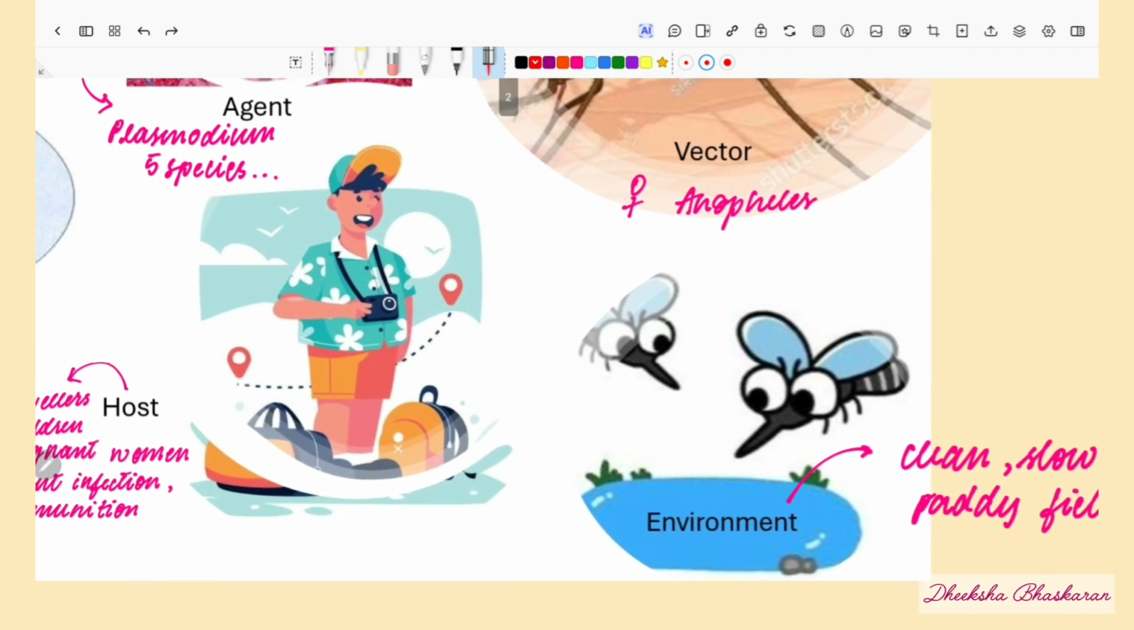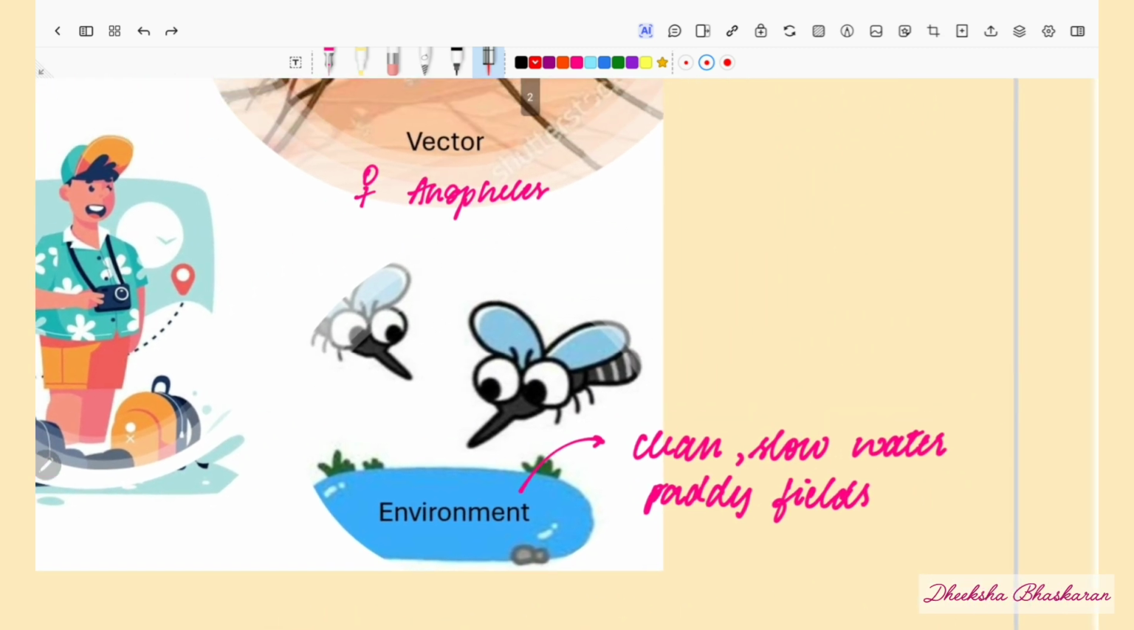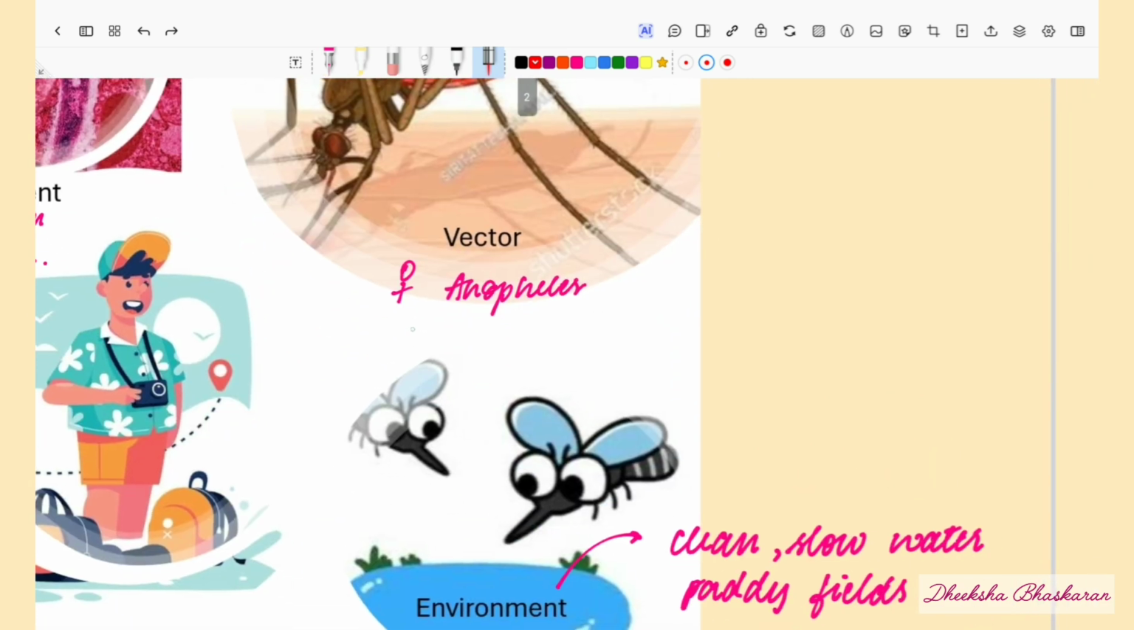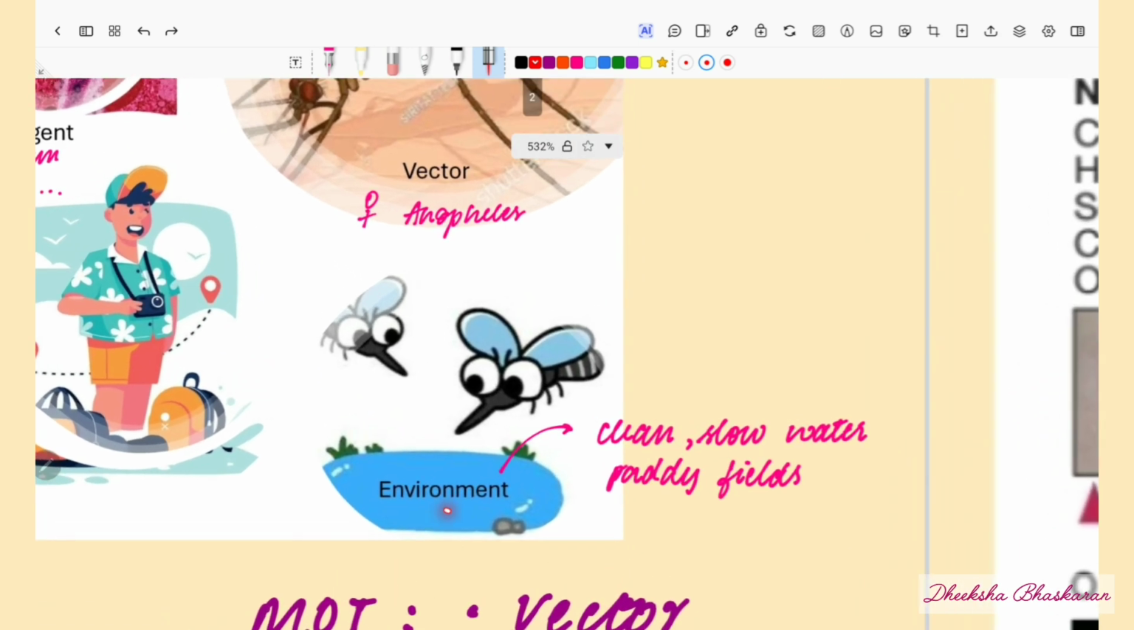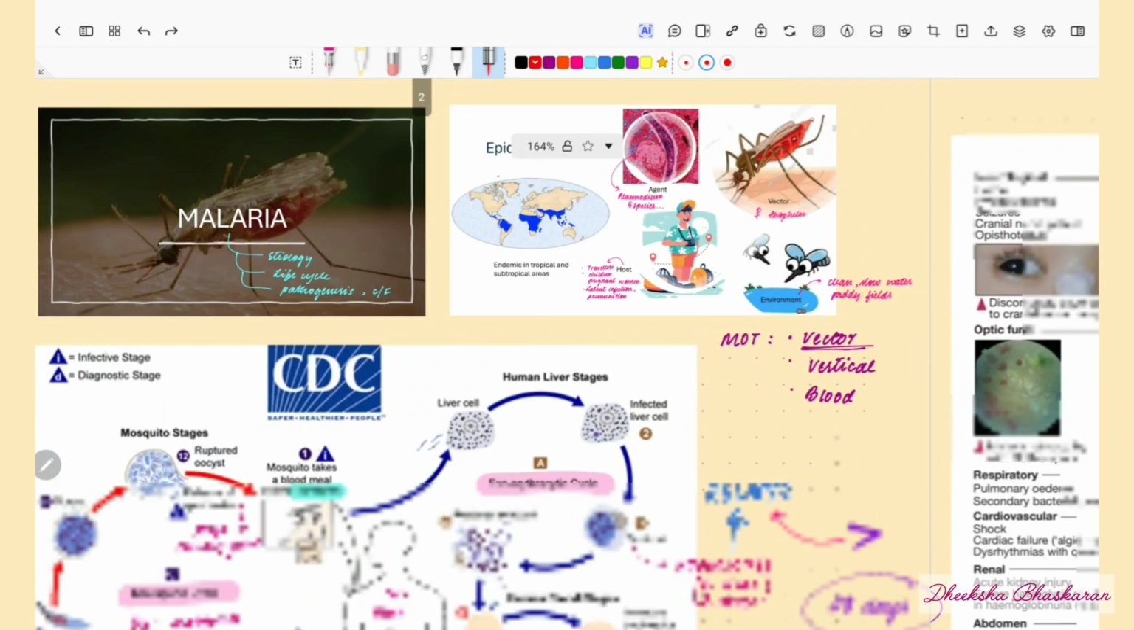Okay, those are the host factors. The vector, we know, is the female Anopheles mosquito, which transmits the Plasmodium from one person to another person. Environment is related to this vector. The vector breeding sites are places where this disease exists. Clean, slow water and paddy fields are where this vector prefers to breed. So these are the environment factors of this disease.